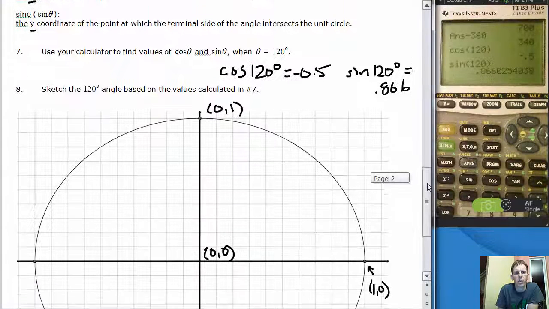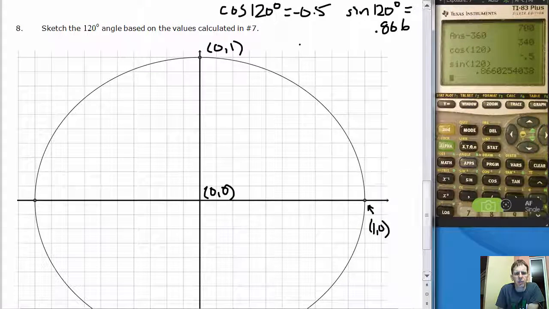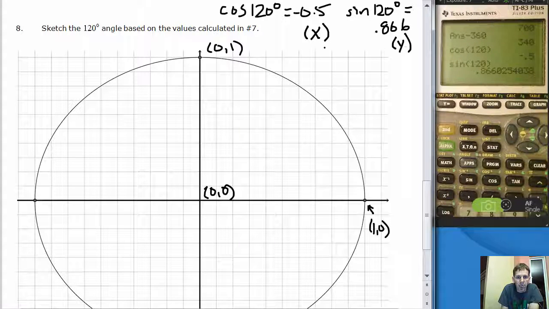Now what we're going to do is sketch a 120 degree angle based on the values calculated in number 7. Negative 0.5 is my x-coordinate because it's a cosine value. 0.866 is a y value because it's a sine. So I'm going to graph the point negative 0.5, and we're going up to 0.866. Now it's interesting, it appears to be actually a point on the circle, which it should be.